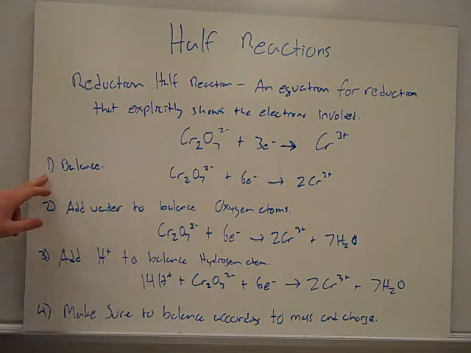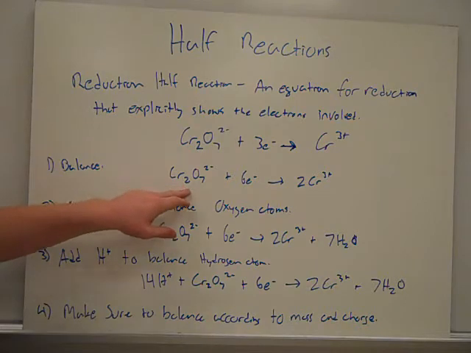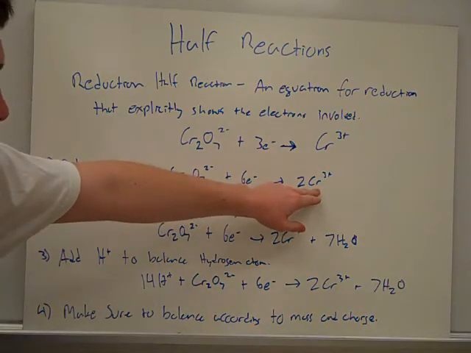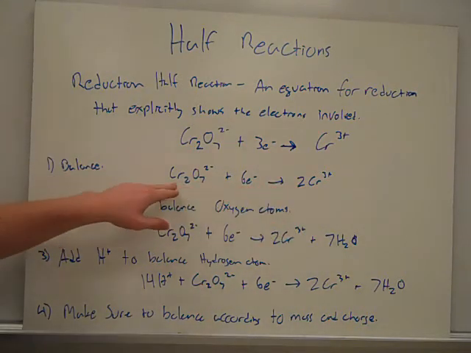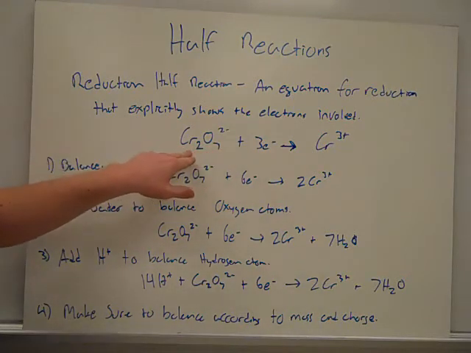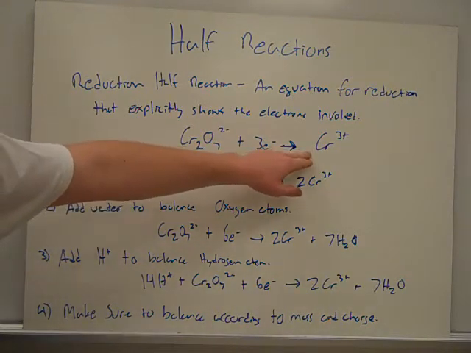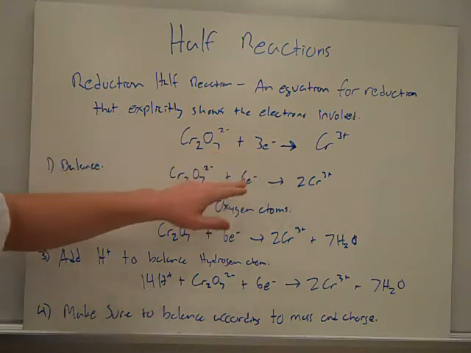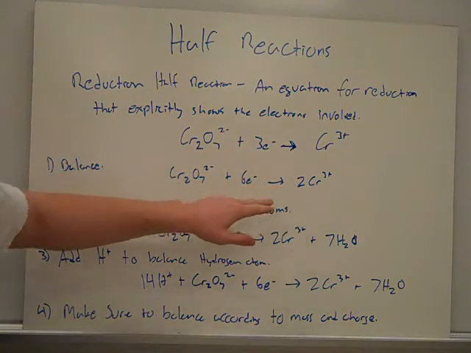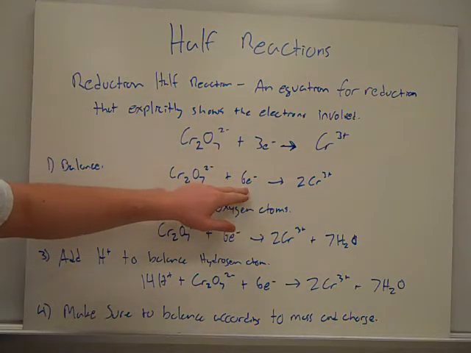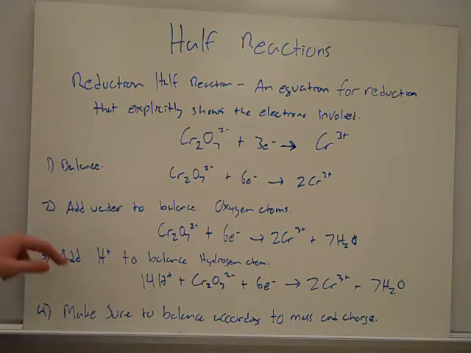First step is balance. You have 2 chromiums right here, which means you have to have 2 chromiums over here. Because with just 1 chromium over here, it's only 3 electrons. Because we have 2, the electrons also have to double because of the mole ratio.